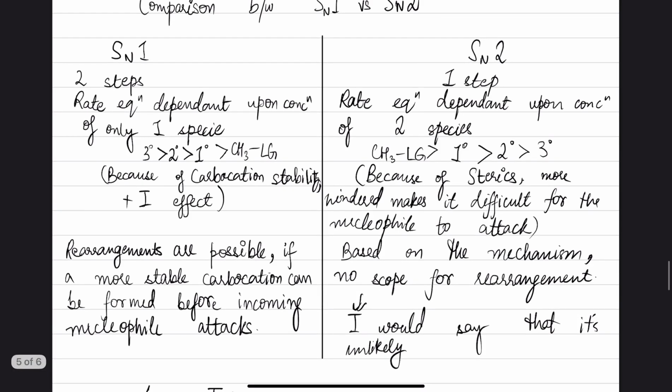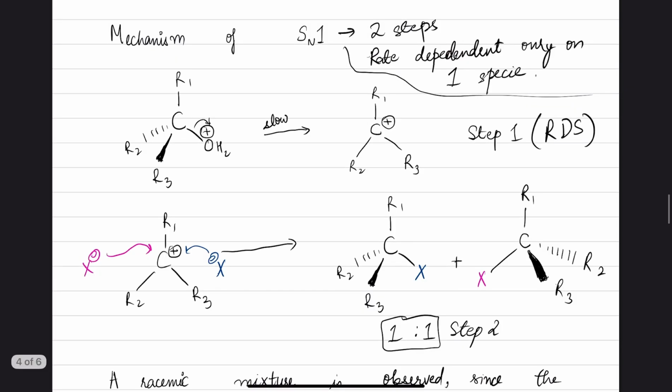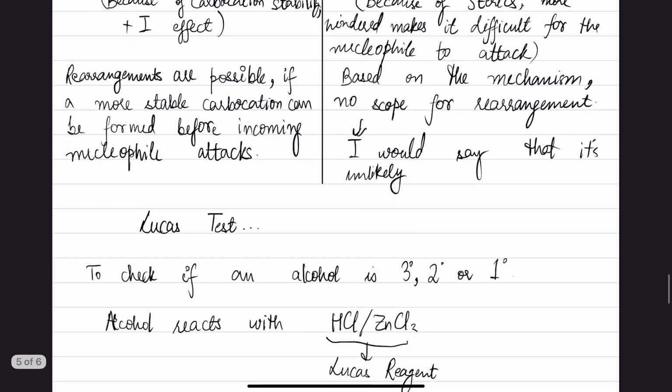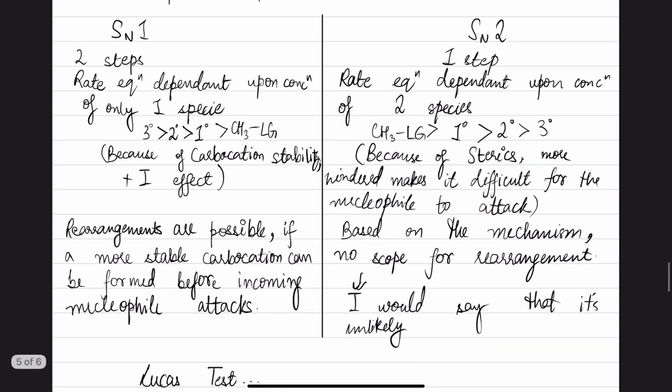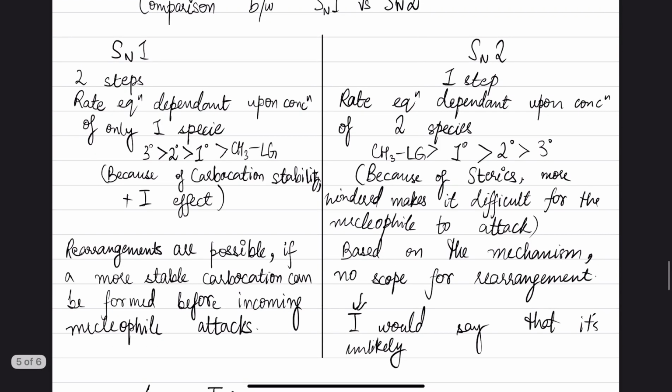Then in SN1, since carbocations are involved, rearrangements are possible, because the nucleophilic attack is the second step. If a carbocation sees that it has the opportunity to make an even more stable carbocation, using resonance, then it can do so. And in case of SN2 reaction, rearrangement is not possible because it's a single step reaction and there's no carbocation formation, so there's no scope for rearrangement.